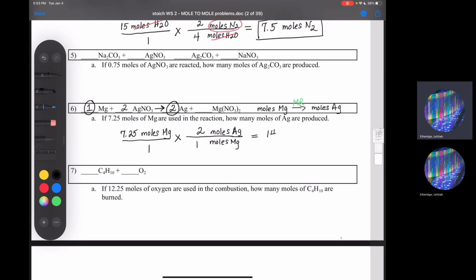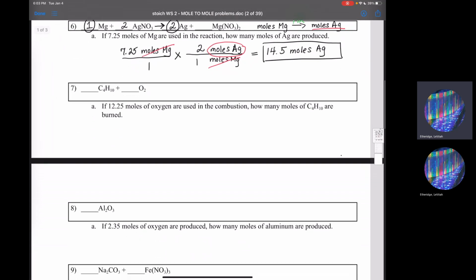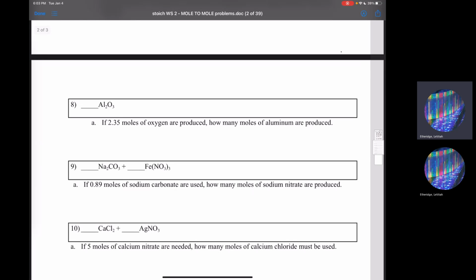So the final answer for this problem is 14.5, and it should be moles of silver. Make sure you check it. Moles of magnesium cancels, you're left with moles of silver. That's what it's asking you for. Okay, that is the correct answer. All right, hopefully you're starting to see the redundancy of these equations, okay? Let's pick one where you have to predict some products.